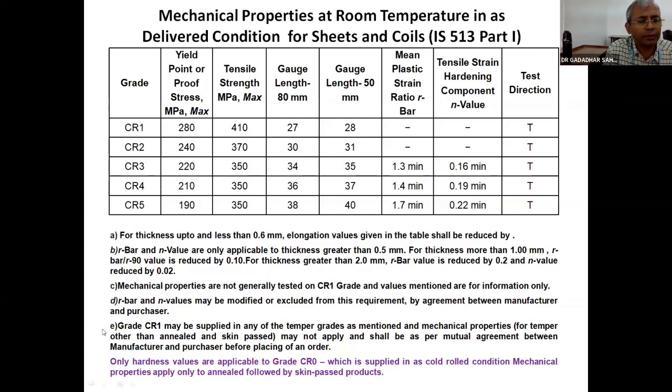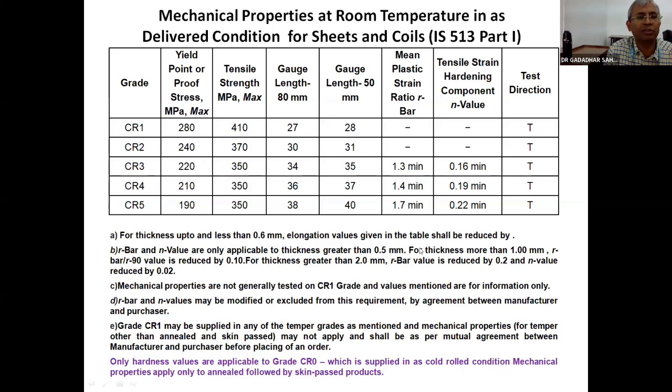Now the thing is, in the CR1 case, though it is mentioned to give YS and UTS values, usually it is given on a hardness test. It is not mandatory. Basically, I want to say it is not mandatory. So from CR2 onward, this is mandatory. We need to give these mechanical properties test results.